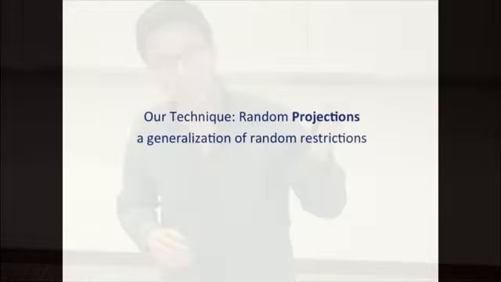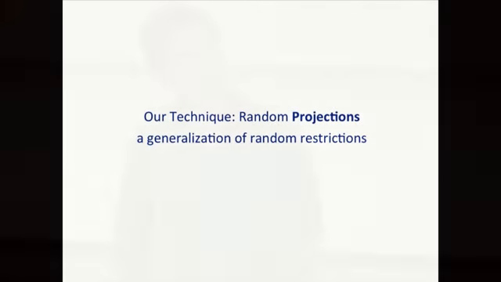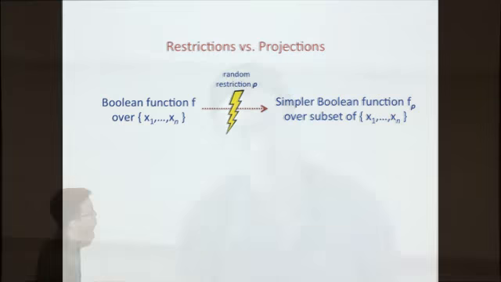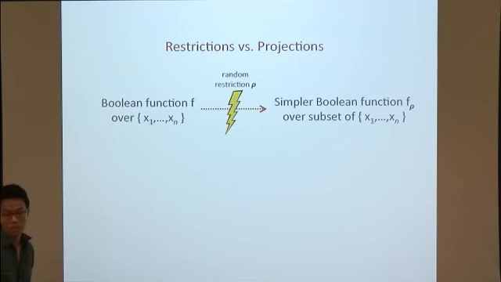Okay, so again, our technique is random projections, which generalize this notion of random restrictions. So a restriction, just to recall, you take a Boolean function f over x1 to xn, you hit it with a random restriction, you get a simpler Boolean function over x1 to xn.